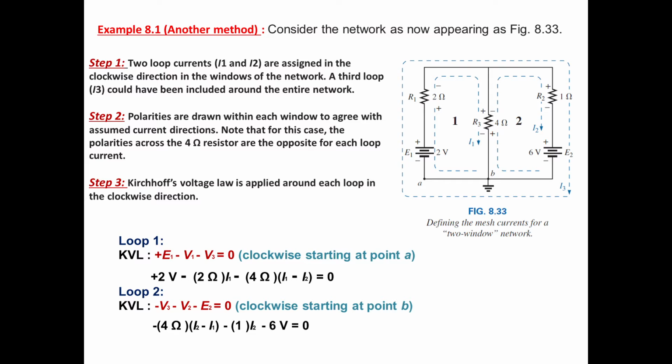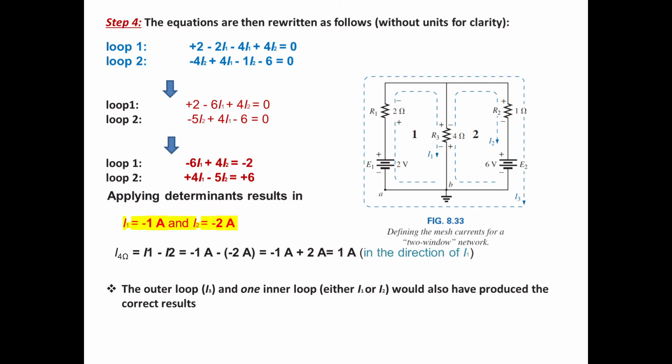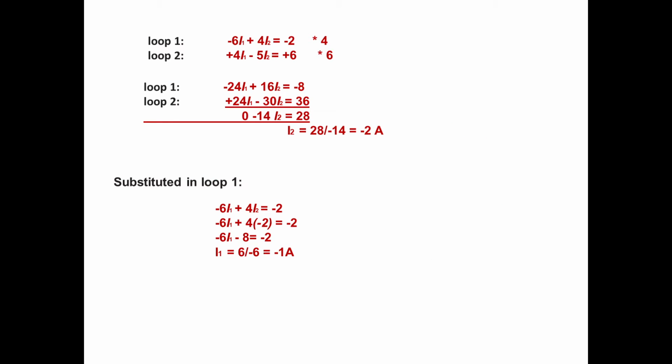Now the same question, but step 1, step 2, step 3 are all the same. Suppose you are not able to understand this determinant, you can also use this method. I have already taught you this problem with the determinant, delta I1 by delta. If you are not able to understand this, you can take these two equations, multiply the first equation by 4, multiply the second equation by 6, then you get two equations, add them together, and then you can find the value of I2.